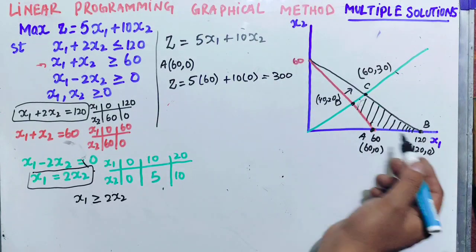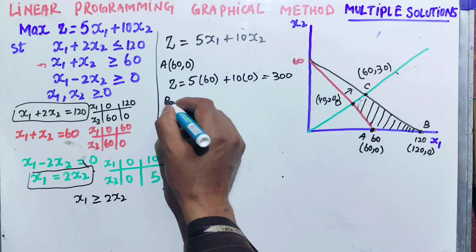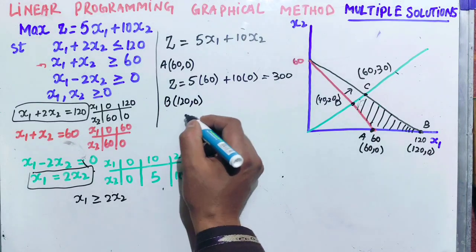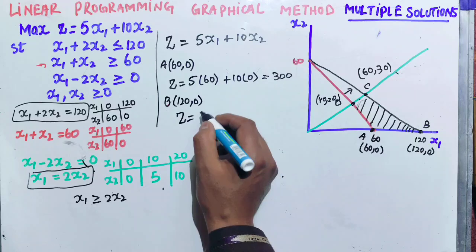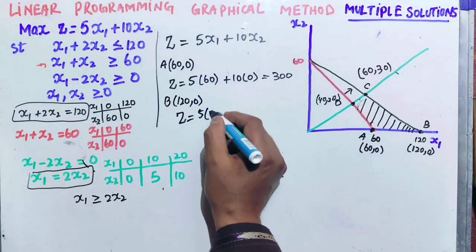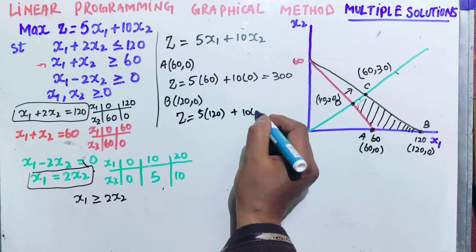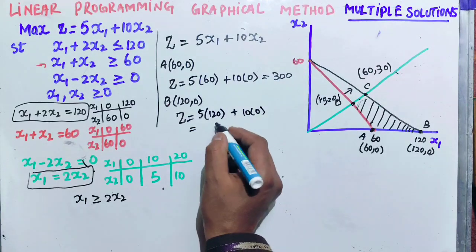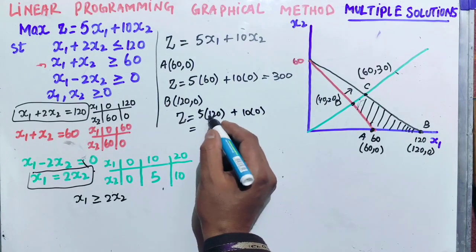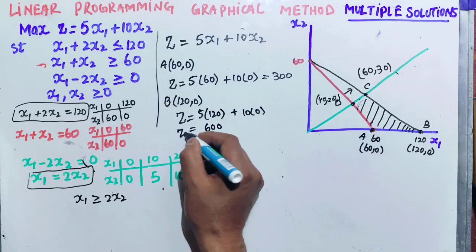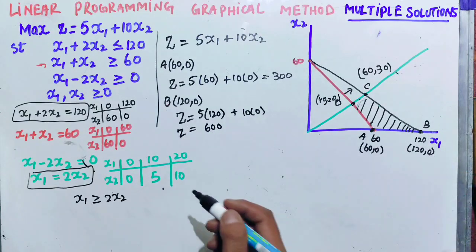Now let us take point B. At point B we have the coordinates 120 comma 0, so z will be equal to 5 into 120 plus 10 into 0. So here 5 zeros are 0, 5 2s are 10, 5 1s are 5, which is equal to 600. So z is equal to 600 at this point.